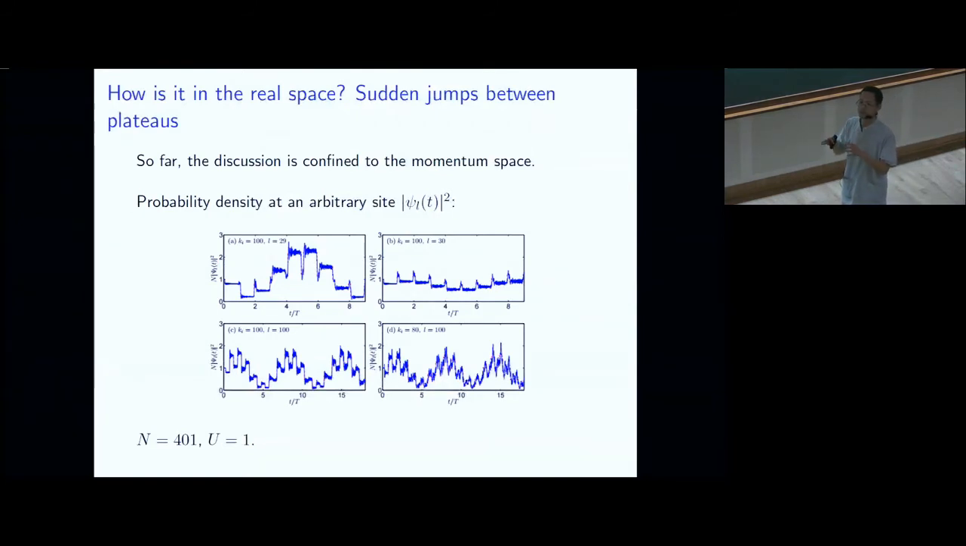We are always talking about Bloch states. But how about the real space? What's the picture of what's happening in the real space? So we have followed the evolution of the probability density of the wave function at some arbitrary site L. Here we have four different cases. In each case, you see the probability density always jumps from plateau to plateau.